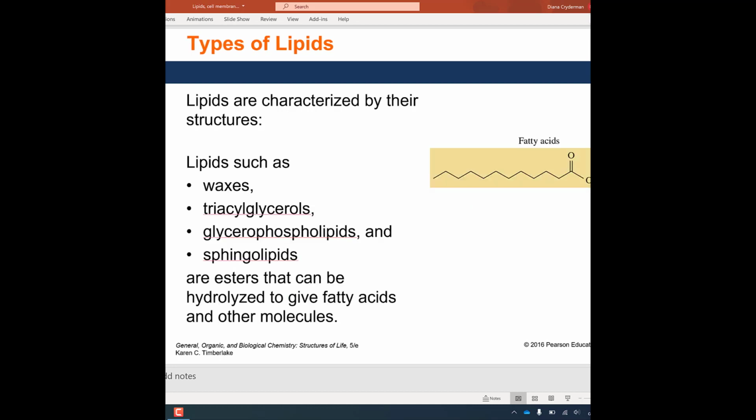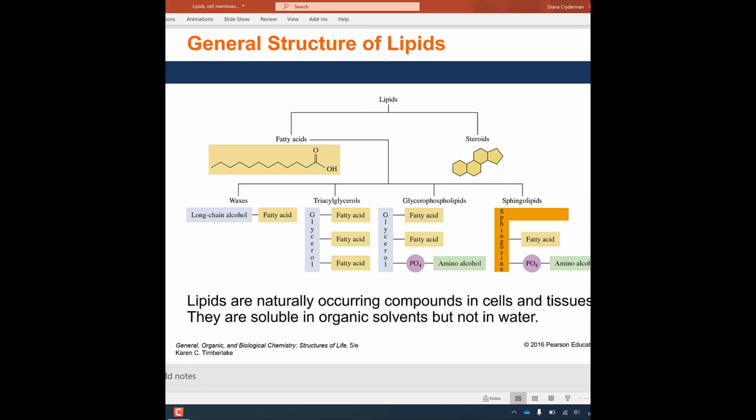We're going to go through them in some classes, categorized as waxes, triacylglycerides, glycerophospholipids, sphingolipids, and then we'll get into cholesterols as well. I'm going to come back to this outline a couple of times. This is how we're going to go through the items.